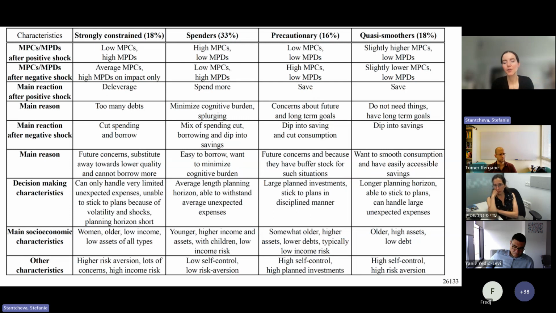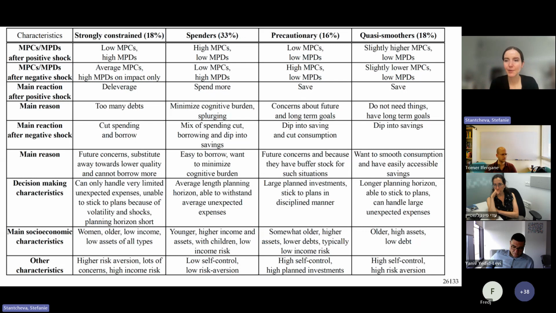They have high self-control. They have really high planned investments. They have a lot of future concerns, and because of that, they have a big buffer stock for such situations. They stick to plans in a quite disciplined manner. So they tend to be also a little bit older, with higher assets and low debts. So these are your careful precautionary types.